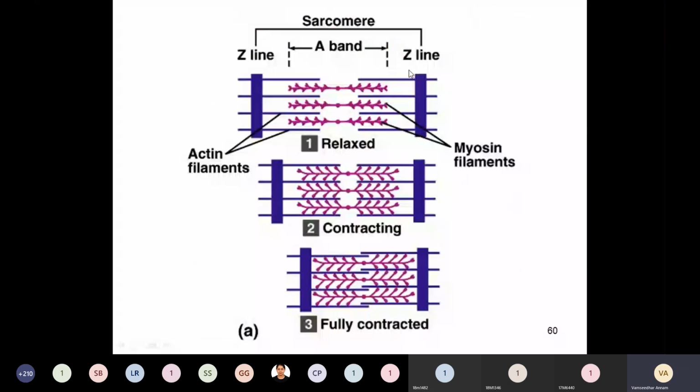So this is the A band. In relaxed, how it will be. In contracting, it will be overlapping here. This is fully contracted. This is completely relaxed.